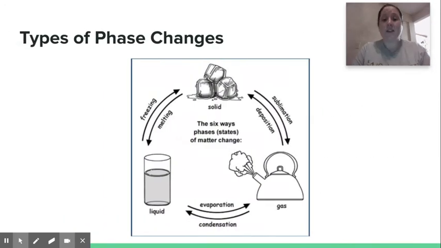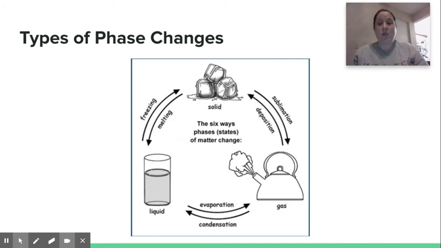So the types of phase changes. If we transition from a solid to a gas, that's going to be called sublimation. So again, when a solid goes to a gas without going through the liquid phase, it is called sublimation. If we take something that's in the gas phase and change it to the solid phase without going through the liquid phase, that's called deposition. You can think deposition means to deposit something. So you're taking something that's in the air and forming an actual physical solid that you can hold in your hand.